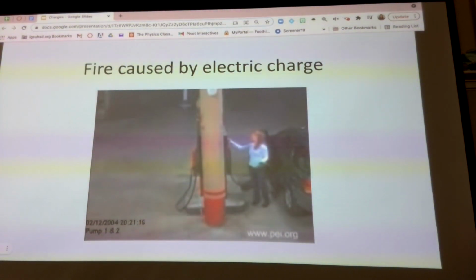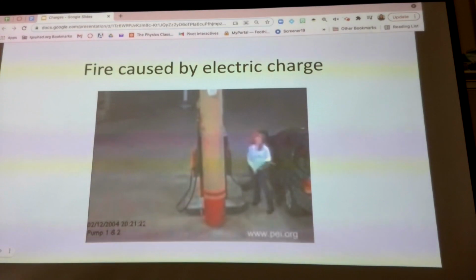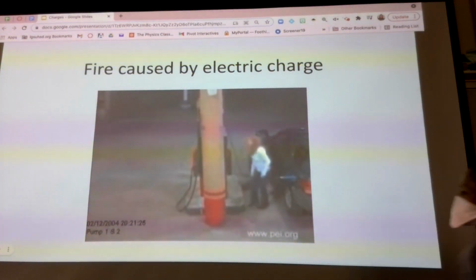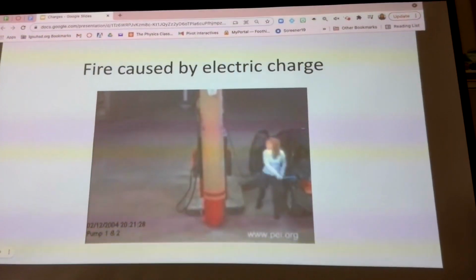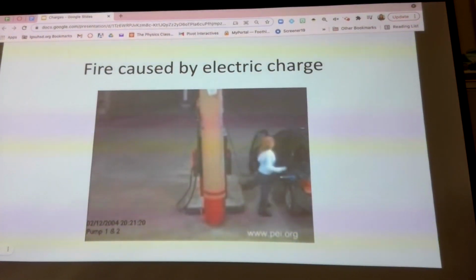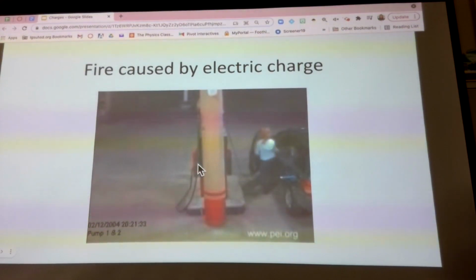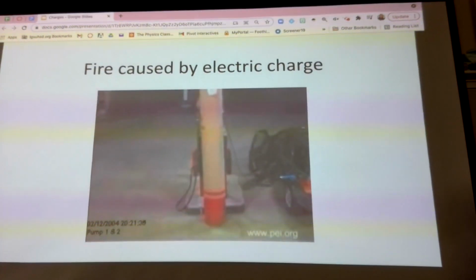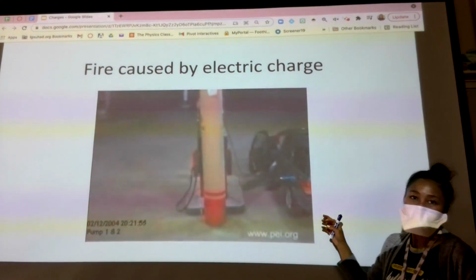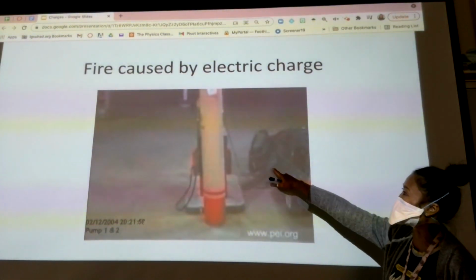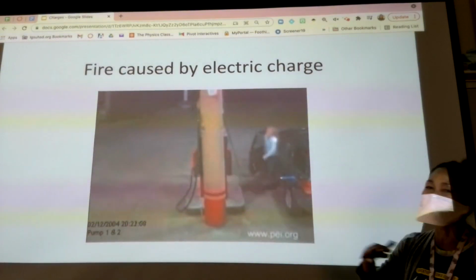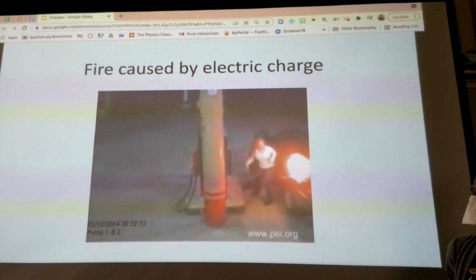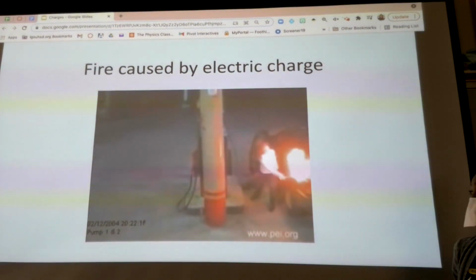So she's not doing anything abnormal. She's just pumping her gas. She's going to get in her car because we don't want to stand around all day. But unfortunately, she's in an area where the air is dry and charges can transfer. And so the contact and the rubbing between her bottom and the seat create a buildup of charge.